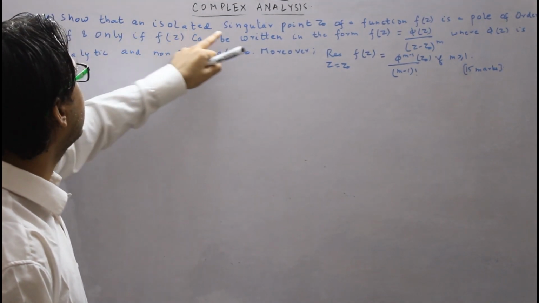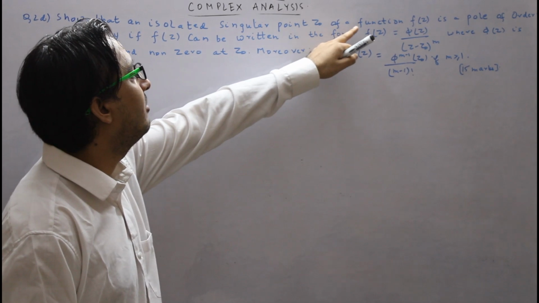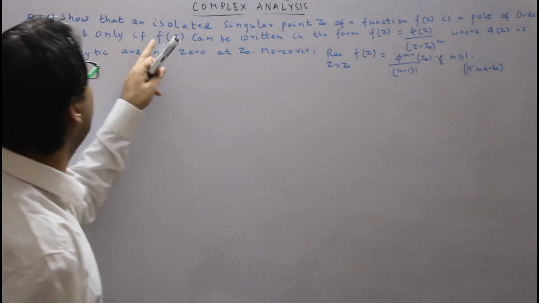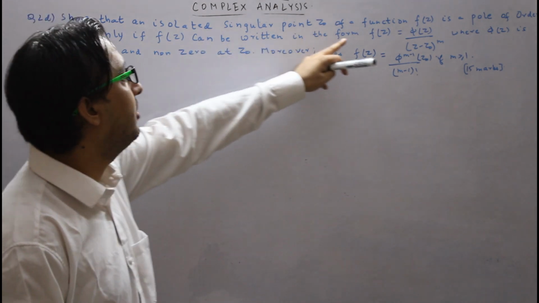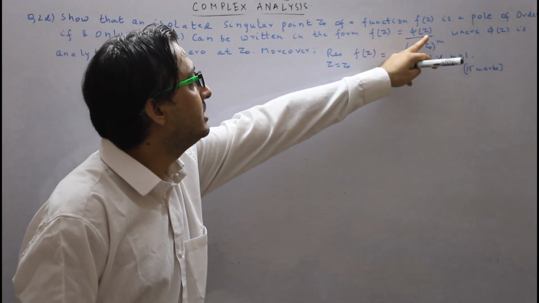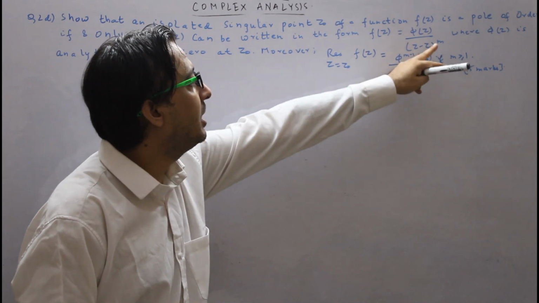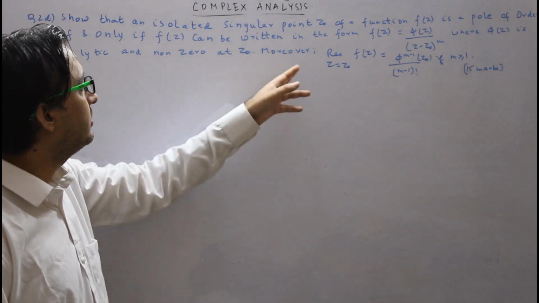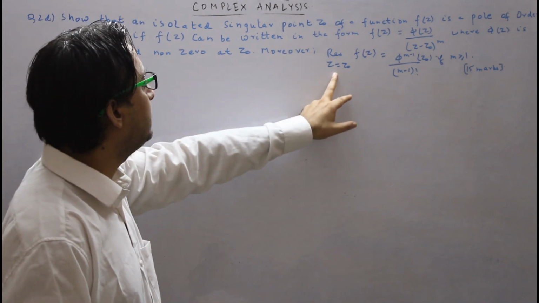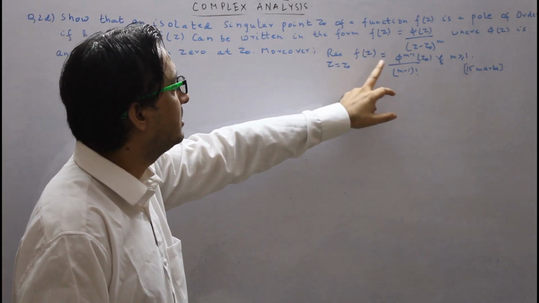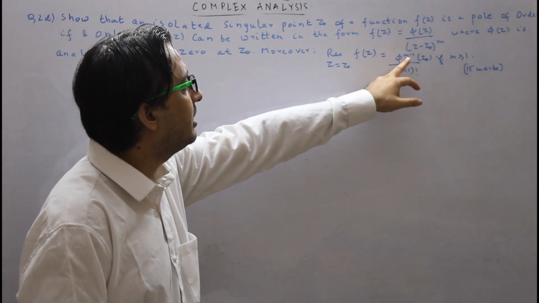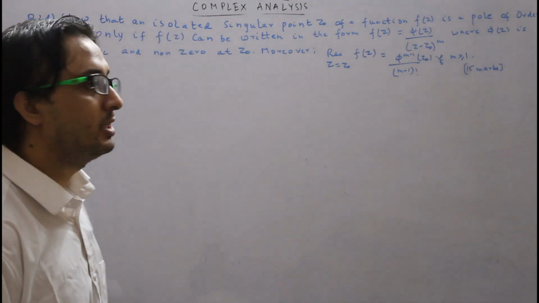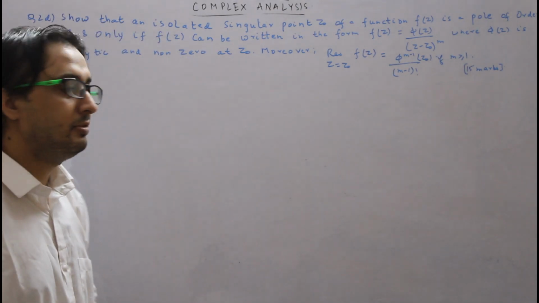Here we have to show that an isolated singular point z0 of a function f(z) is a pole of order m if and only if f(z) can be written in the form f(z) = phi(z) / (z - z0)^m, where phi(z) is analytic and non-zero at z0. Also, we have to find the residue at z = z0 of this function f(z), that is equal to phi^(m-1)(z0) / (m-1)! if m is greater than or equal to 1, and this carries 15 marks.